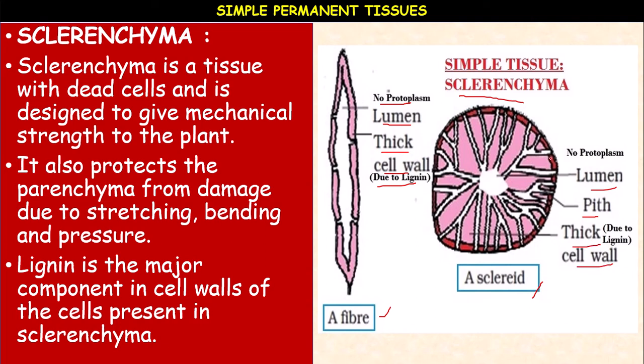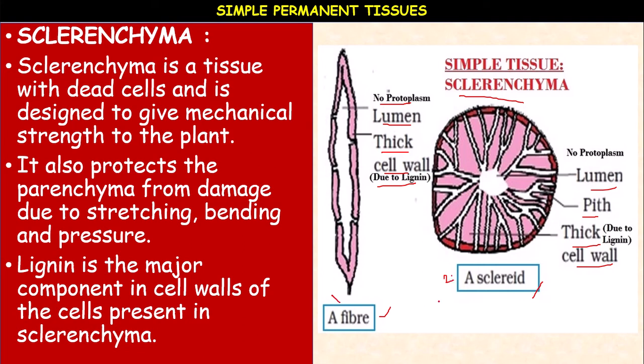Protoplasm is the living substance. The living substance is absent in the sclerenchyma tissue. That is why it is a dead tissue. Sclerenchyma is of two types actually, sclerenchyma fibers and sclerenchyma sclereids.